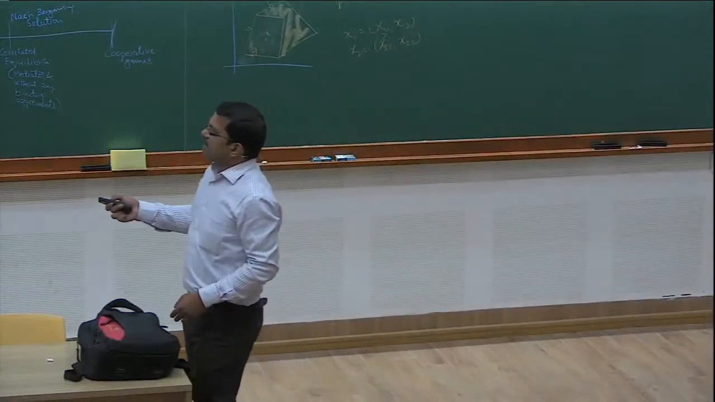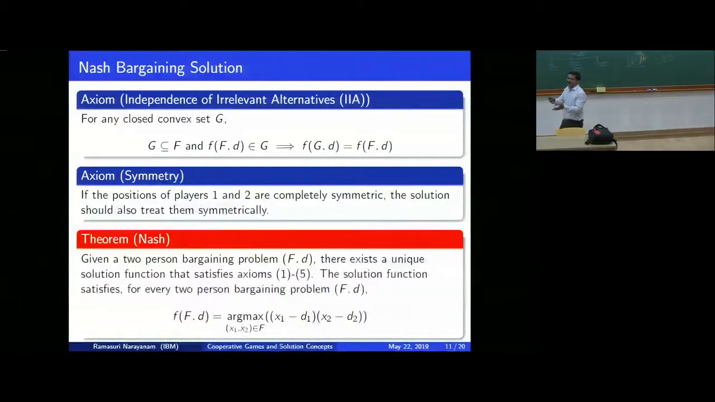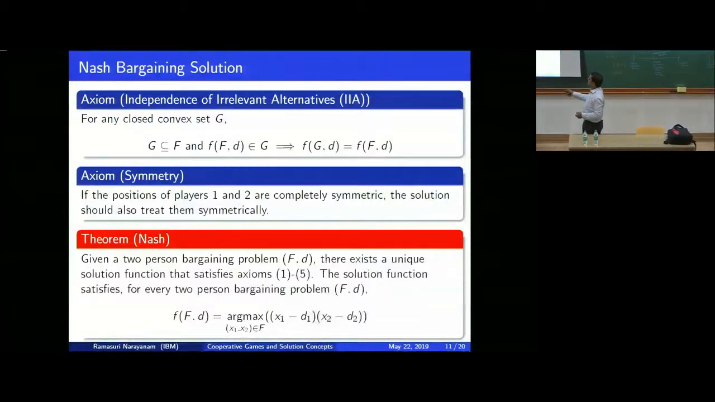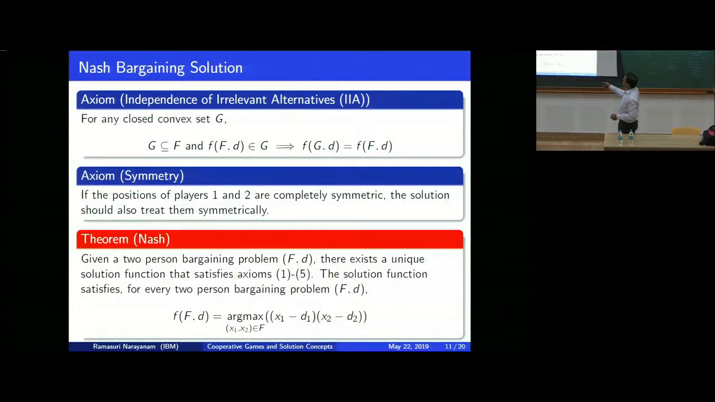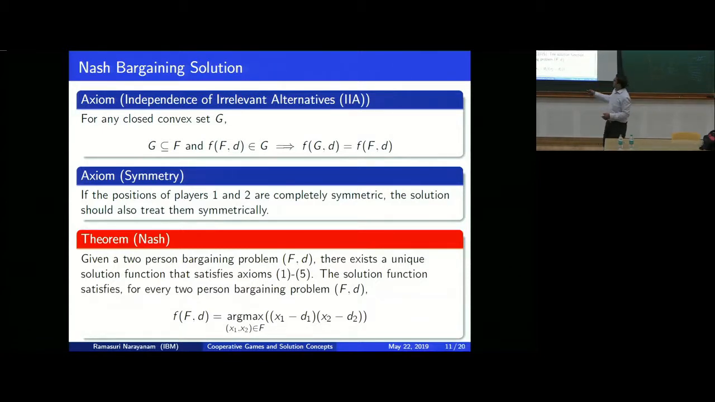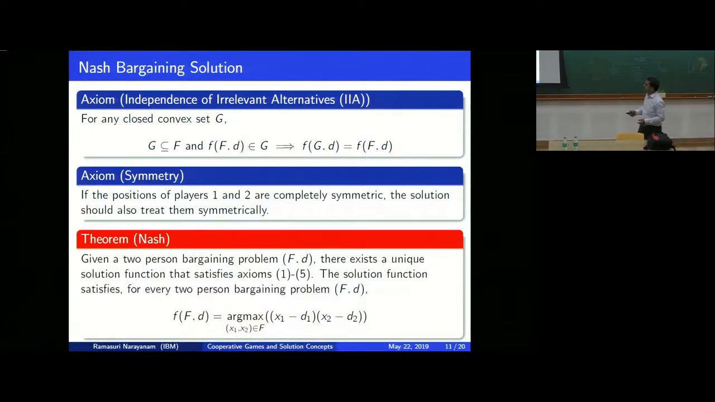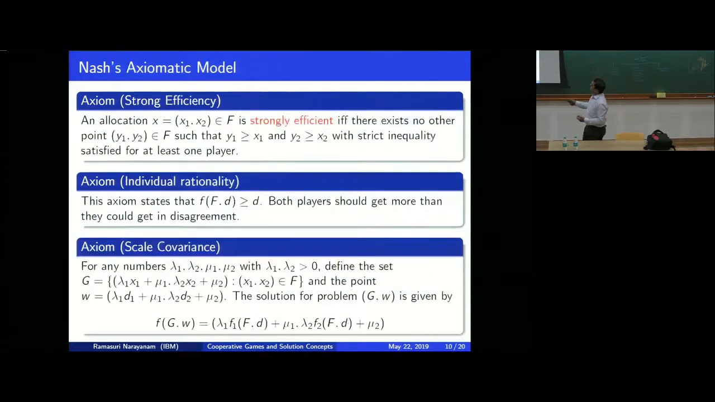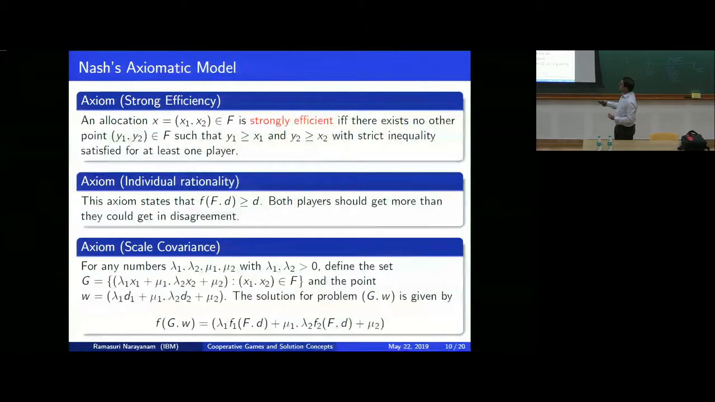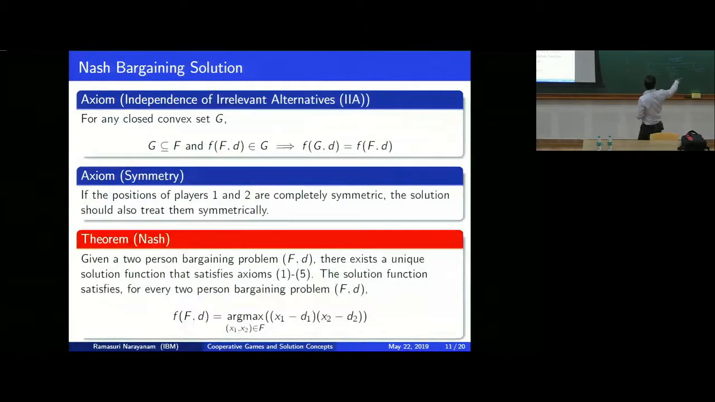And the last one is symmetry. Labeling of players doesn't matter. So if the positions of players 1 and 2 are completely symmetric, the solution should also treat them symmetrically. Relabeling of the players doesn't change the solution. That's called symmetry. Now you have seen all these axioms: strong efficiency, individual rationality, scale covariance, where a linear transformation doesn't change the solution, independence of irrelevant alternatives, and finally symmetry.